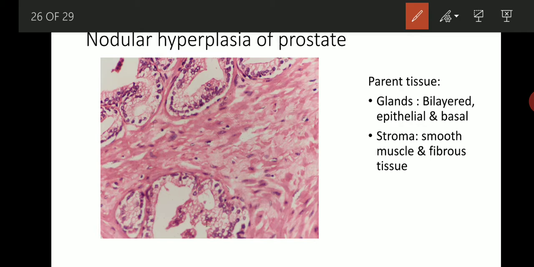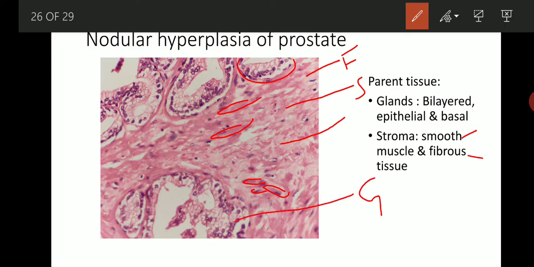presence of three things: presence of glands and stroma, and the stroma which contains both smooth muscle and fibrous tissue. These cells, the more pink appearing spindle cells, are the smooth muscle cells, and the paler acellular material in between is the fibrous stroma, and these are the glands. The glands usually have a double layered epithelium. If you see here, there are two layers, the inner epithelial and the outer basal.